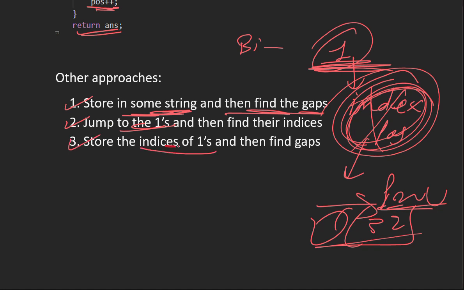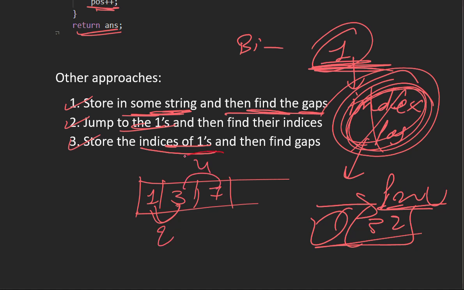The third approach is to store the indexes of all ones, like suppose the first one is at 3, then the second is at 5, then the third is at 7, and then find the gap difference between the adjacent ones, and return the maximum one. So you can try out these approaches also.